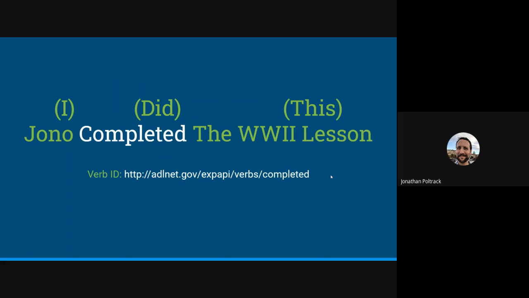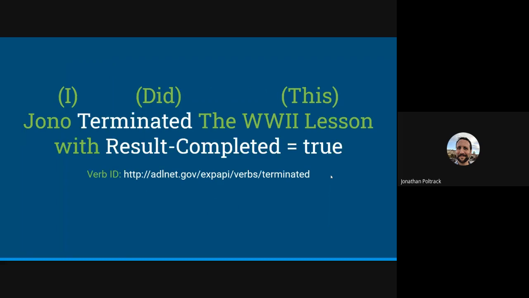Let's go to another example. In this case, John O terminated the World War II lesson, and I've got a result completion equal to true. So here, our verb ID is terminated. But if we query for just terminates, we'll be missing some of the data that's required to know if I've actually completed or if it's still incomplete. So these are two ways.